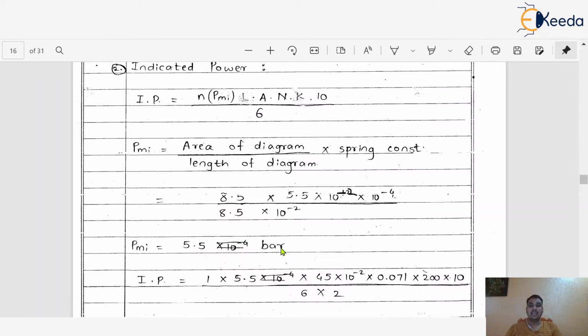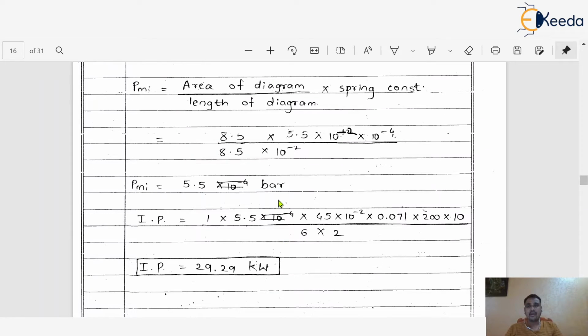So the final unit remaining over here is for PMI, that is mean indicated pressure, which is equal to 5.5 bar. The meter and meter will get cancelled over here, the only remaining thing is bar. So here the unit is only 5.5 bar itself.